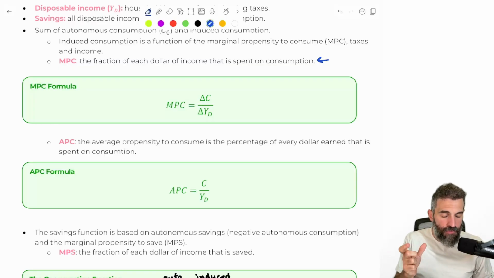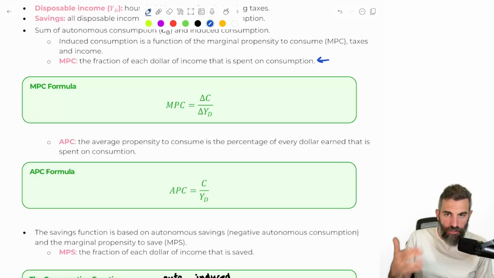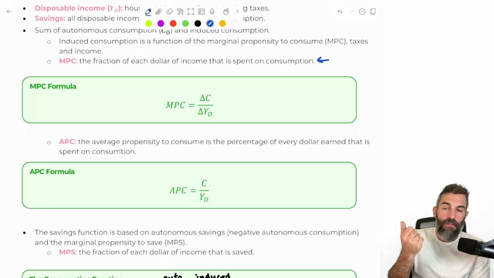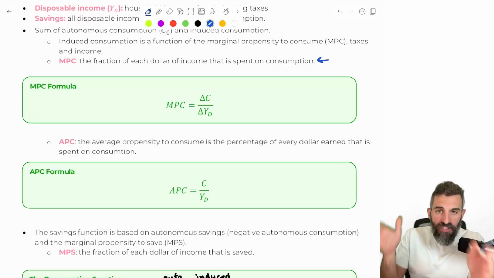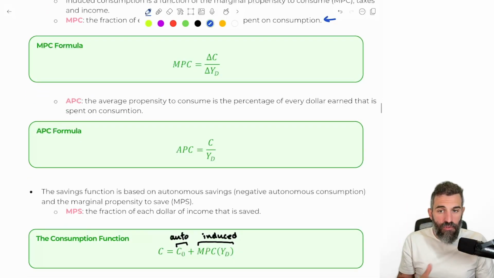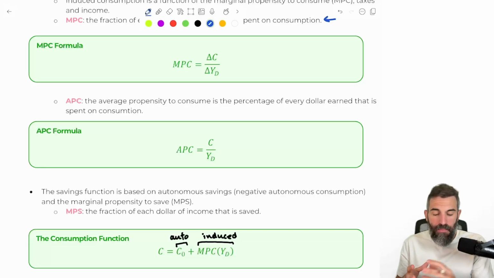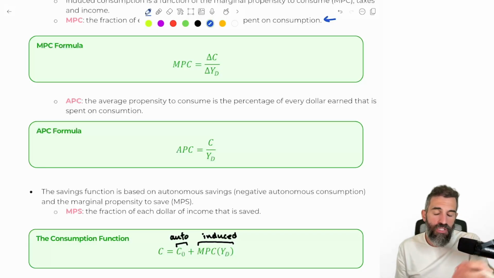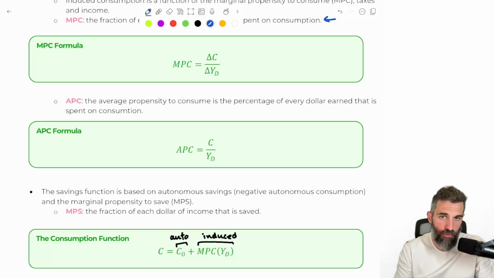And it's a little bit different from the MPC. MPC is a slope, meaning it tells you for the next dollar, how much of the next dollar that you earn will you spend on consumption? So it doesn't factor in things like autonomous consumption, whereas the APC does. APC takes your total consumption, which now we understand is a sum of two things, autonomous and induced, and measures, okay, out of all of my disposable income, how much did I spend on consumption?